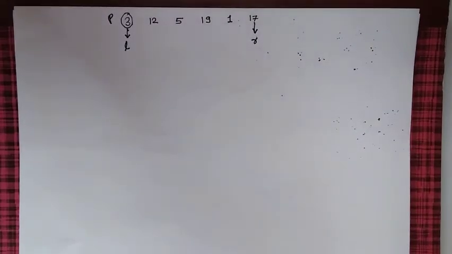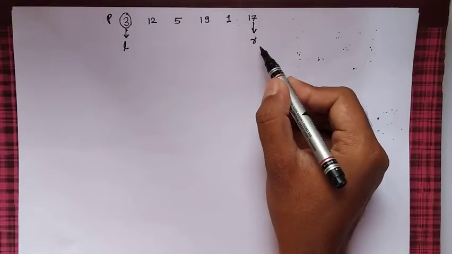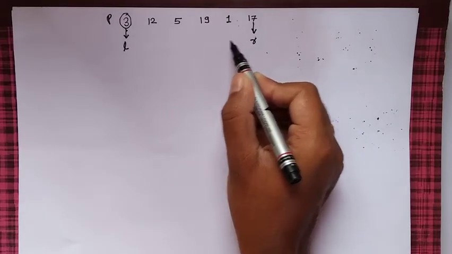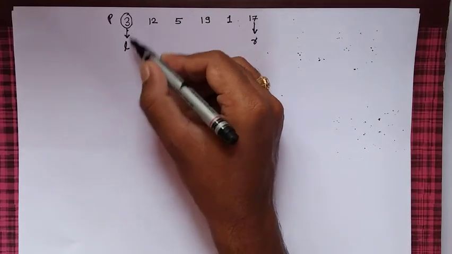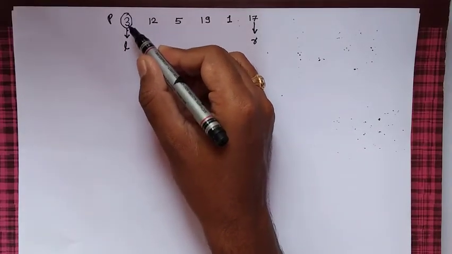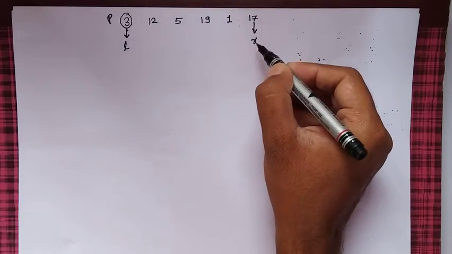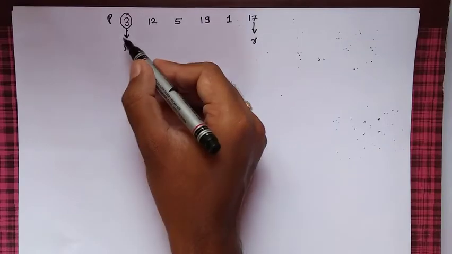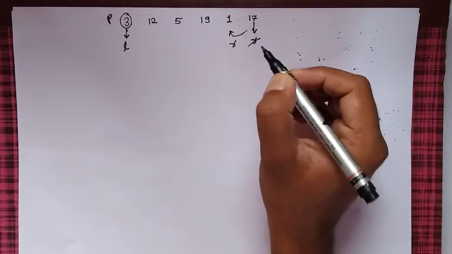Now, what is the work of left and right? If the left, L, is less than the pivot, then we need to move to the right. And if the right, R, is greater than the pivot, then we need to move to the left. Here the left and pivot are at the same position with the same value, so we directly consider the right. The value of right, that is 17, is greater than the pivot, so we need to move to the left side. So R comes here.